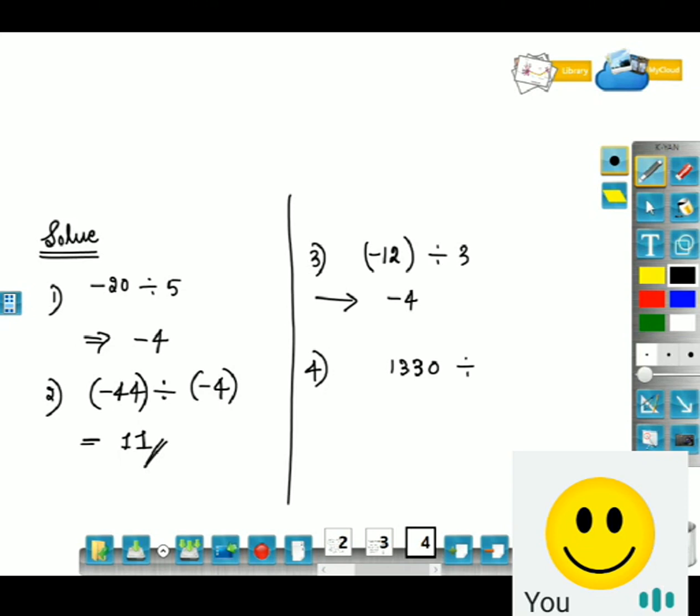1330 divided by 11 minus 11. I think it is not going. Wait, just 1 minute. 1210 divided by minus 11.